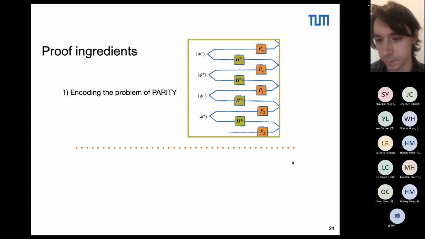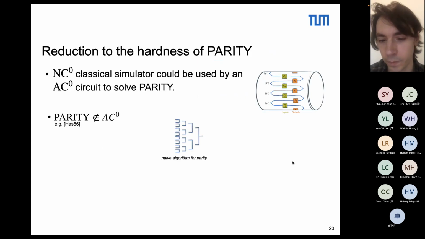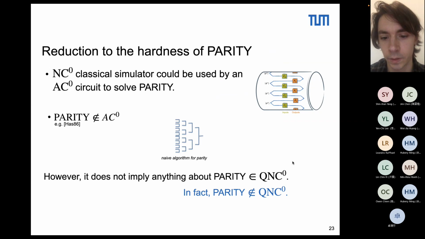Yes. You said that the parity is not in QNC0. So do you have a reference for that, or are you just saying that because it's built upon the NC0 structure? I will need to look up a reference. I don't remember. Okay. And another perhaps naive question, but why did you put the circuit in this cylinder shape?